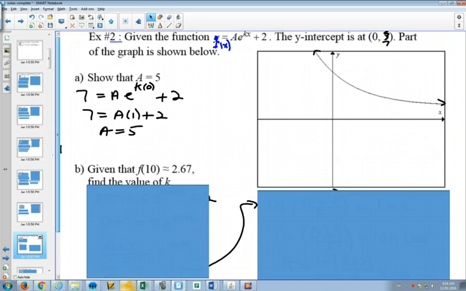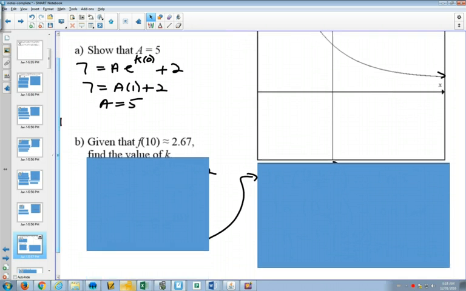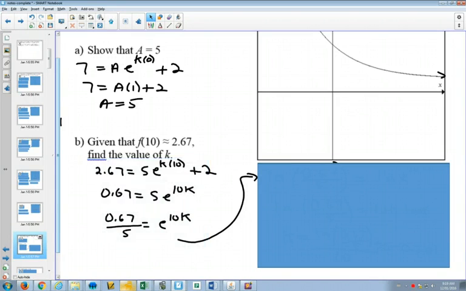Now we're told that f of 10 is approximately 2.67. We're going to find the value of k. So now we can plug in 10. We already know that a is 5. And solve along the way.